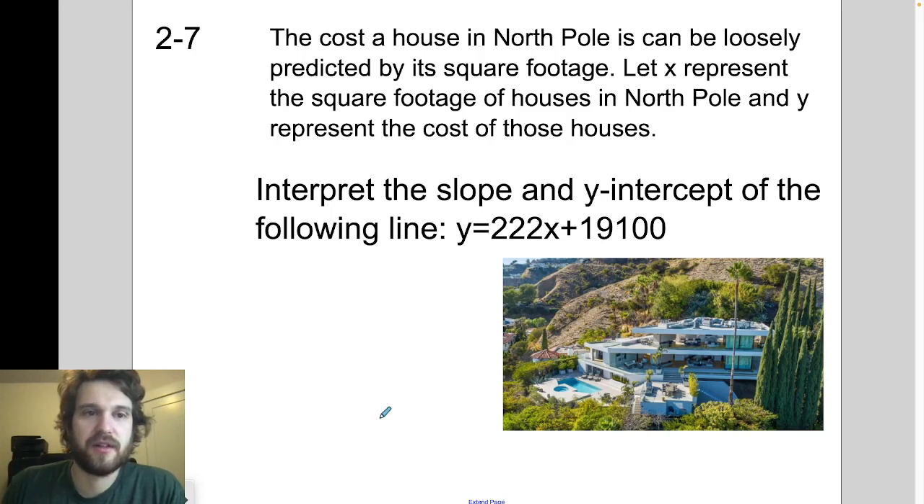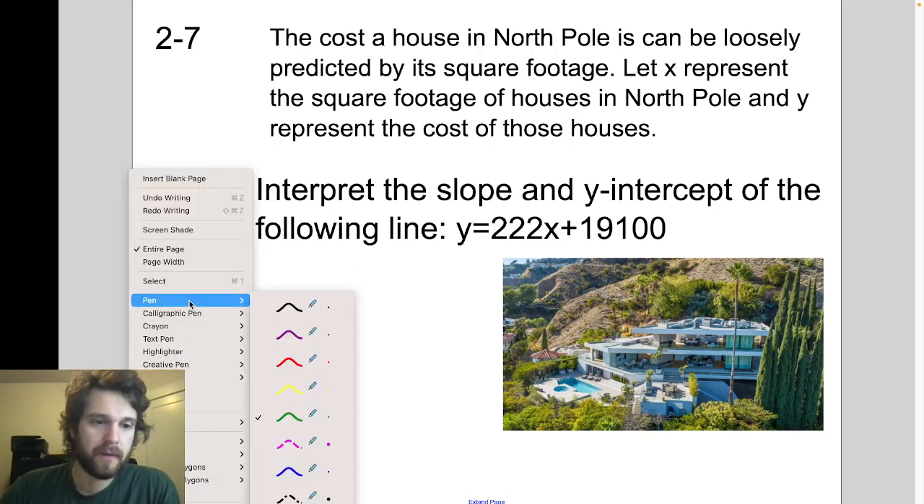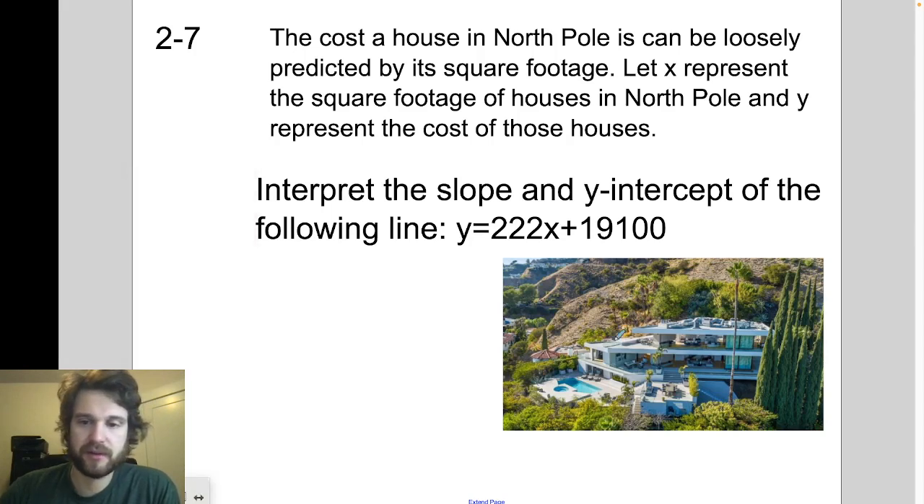The question says, the cost of a house in North Pole can loosely be predicted by its square footage. Let x represent the square footage of houses in North Pole, and y represent the cost of those houses in US dollars. Okay? So here I have the typical house in North Pole, as you can see.